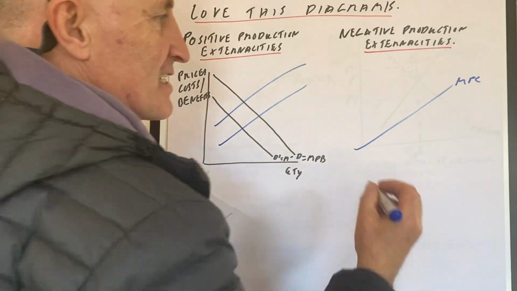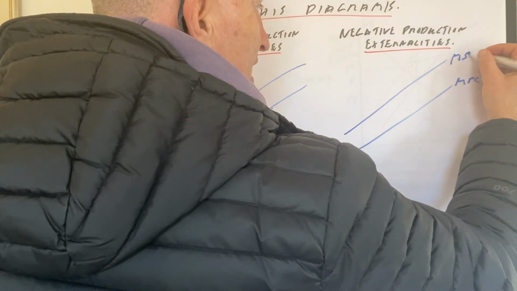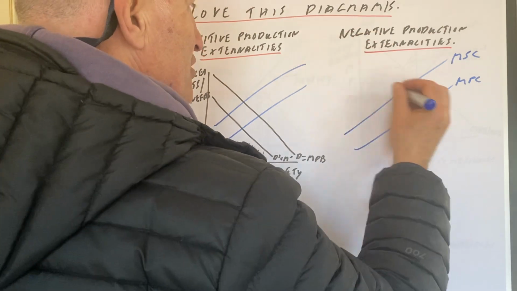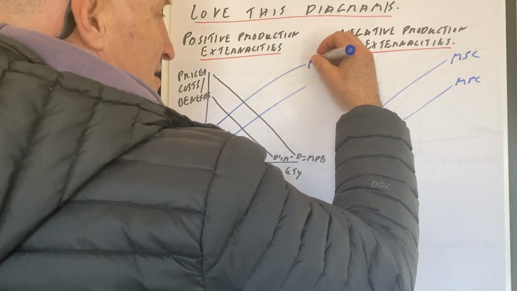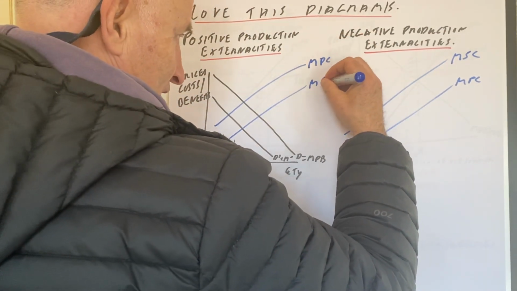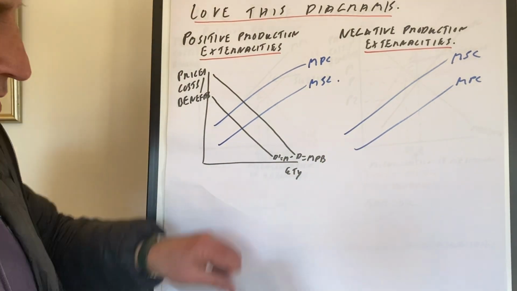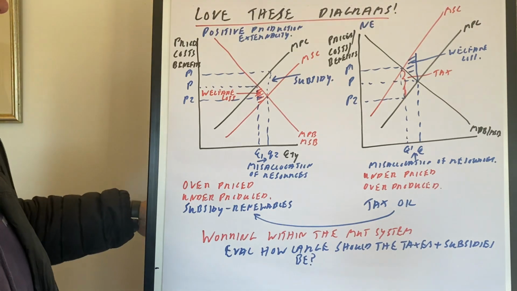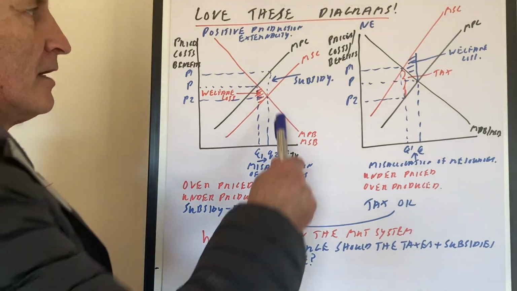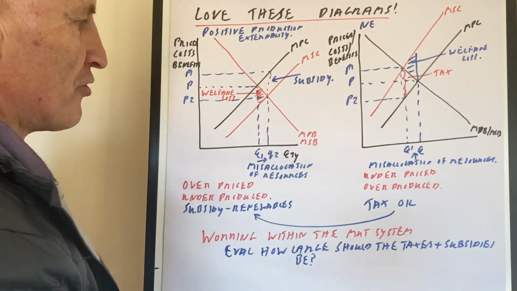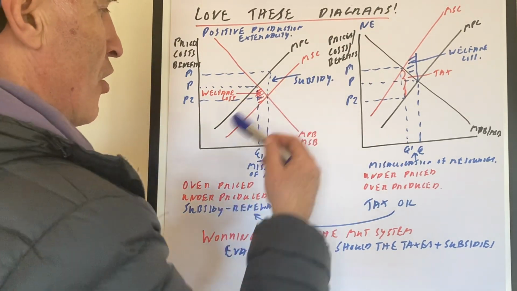If it's a negative production, you put the MSC line above it, and if it's a positive production analysis diagram, you put the MPC and the MSC there. I just did this to show that these things are not easy. But these are the diagrams that we eventually come up with. Positive production externality diagram: MPC, MSC line below that. Remember the triangle must be going that way.